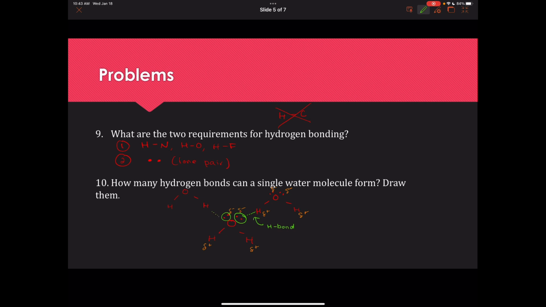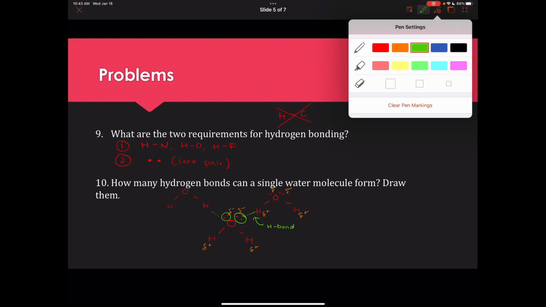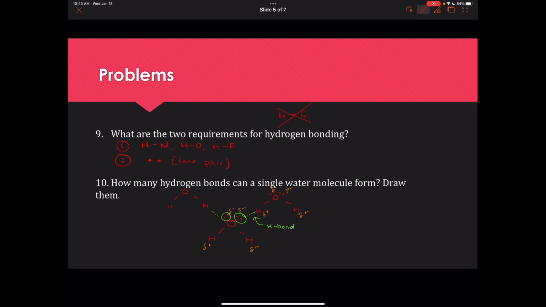So the two lone pairs on the water molecules can form two hydrogen bonds, but at the same time, that same water molecule also has hydrogens, and those hydrogens can attract to lone pairs. So on a single water molecule, each hydrogen can attract a lone pair. Each lone pair can attract a hydrogen, which means we're going to get a total of 4 hydrogen bonds per water molecule.